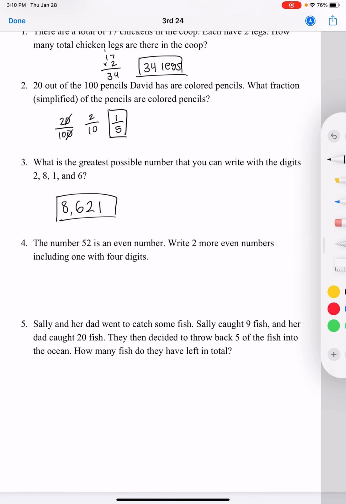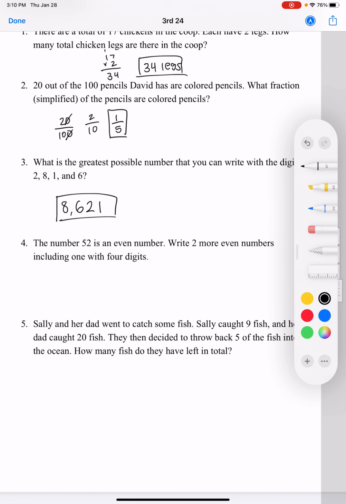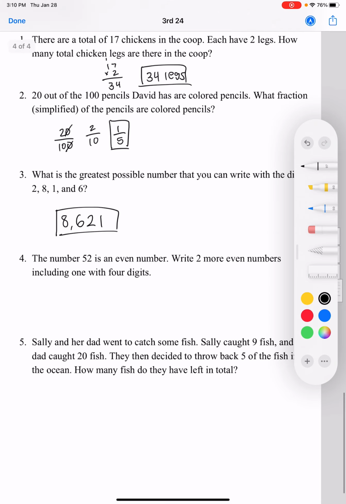The number 52 is an even number. Write two more even numbers, including one with 4 digits. As we learned before, even numbers only need 2, 4, 6, 8, or 0 as the last number. So we only need to write two more numbers, one with 4 digits, so we can just do 3, 6, 9, and as long as the last one is an even number, then the entire number is even. So that's one with 4 digits, and that is also an even number. So your answers may vary.